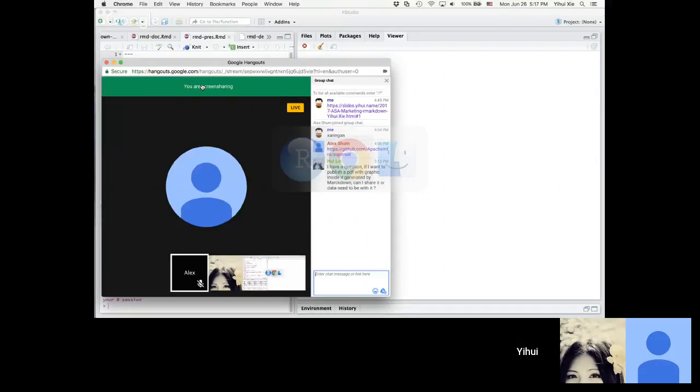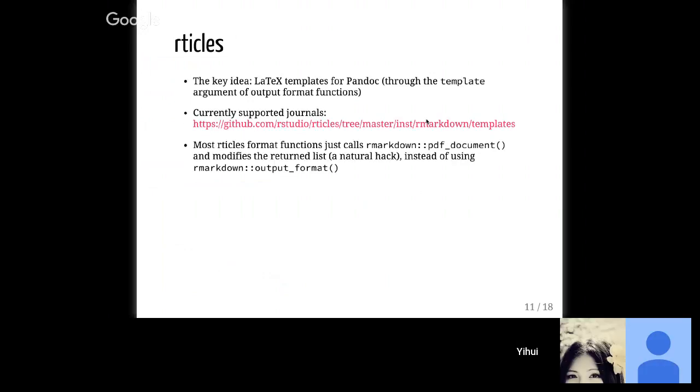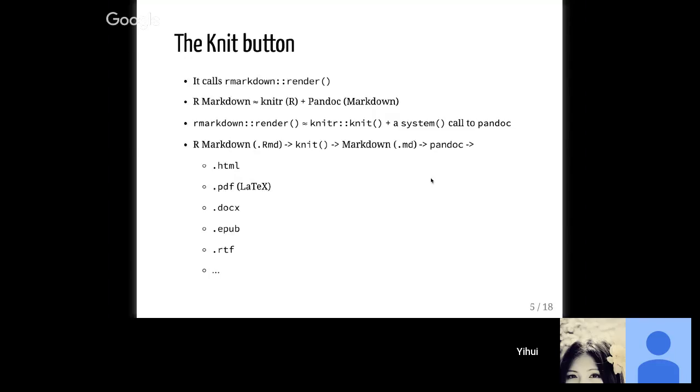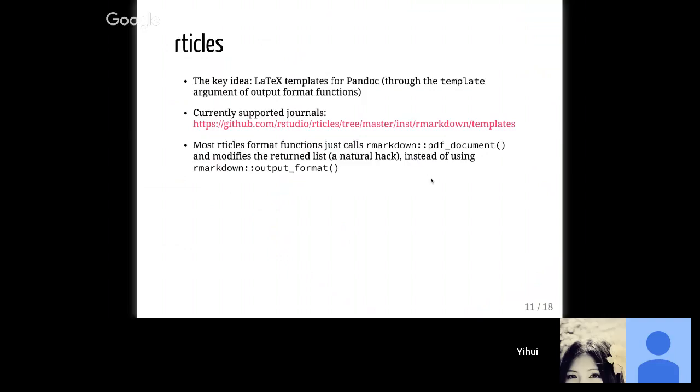All right. So these are very simple examples of R Markdown documents. And next, I'm going to show you some extension packages. The first one I want to show you is a package called rticles. It's already on CRAN, so you can use the function install.packages to install it.